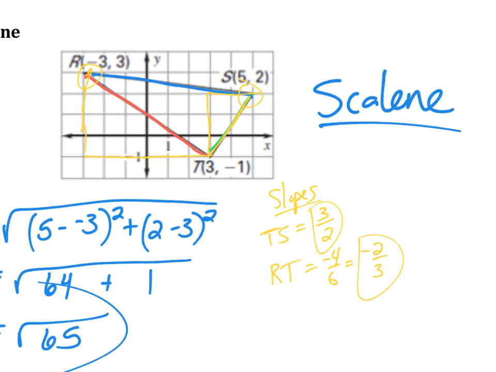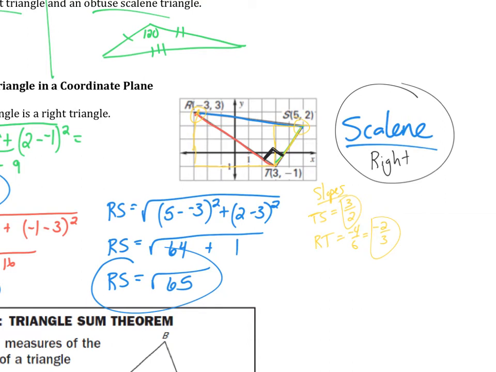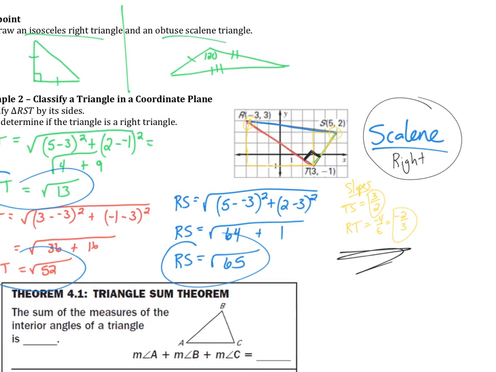What do you notice about those slopes? The slopes are opposite reciprocals. So opposite reciprocals mean they're perpendicular. Perpendicular would mean that this angle right here is a right angle. So this would be a right scalene triangle. Scalene because none of the sides are equal. A right triangle because one angle is a right angle. Okay, and this is just kind of reviewing that for slopes. Opposite reciprocals mean the lines are perpendicular.